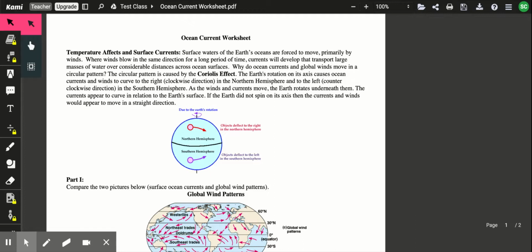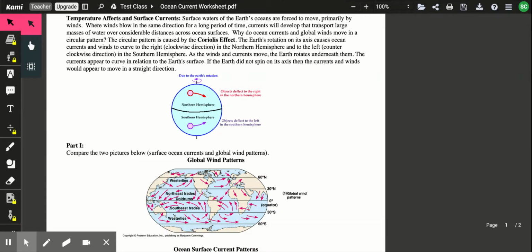The Earth's rotation on its axis causes ocean currents and winds to curve to the right, or clockwise direction, in the northern hemisphere and to the left, which is the counterclockwise direction, in the southern hemisphere. As the winds and currents move, the Earth rotates underneath them. The currents appear to curve in relation to Earth's surface. If the Earth did not spin on its axis, then the currents and winds would appear to move in a straight direction.